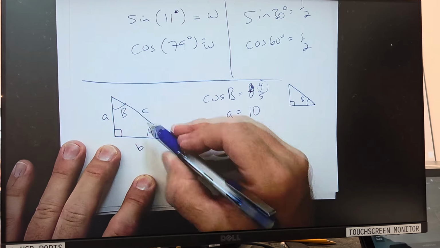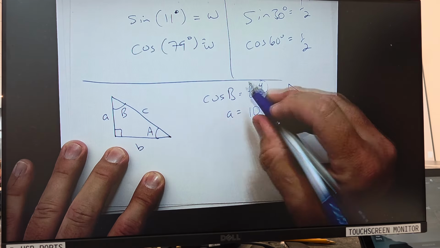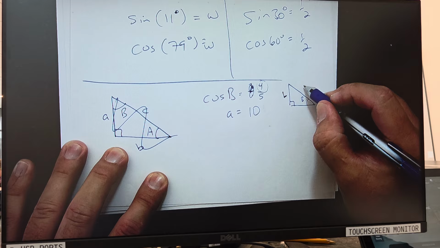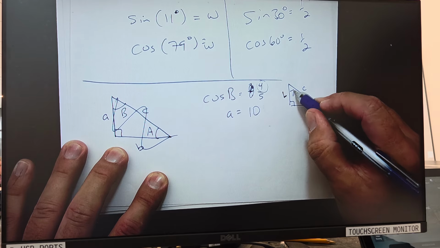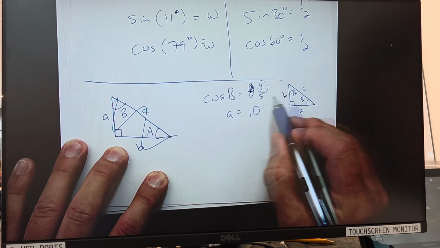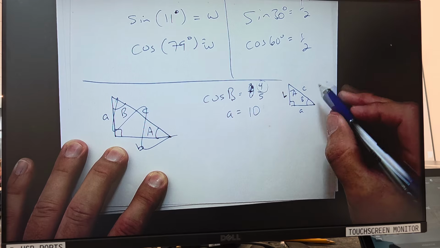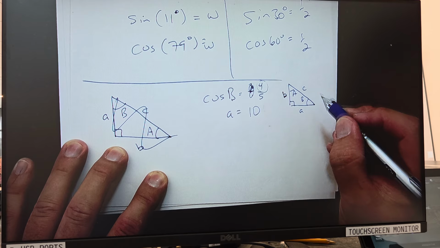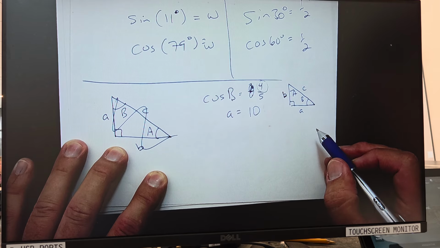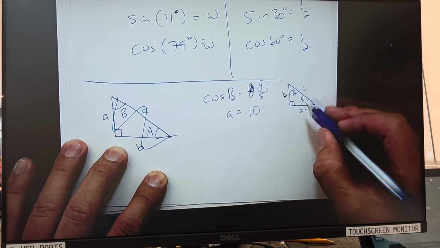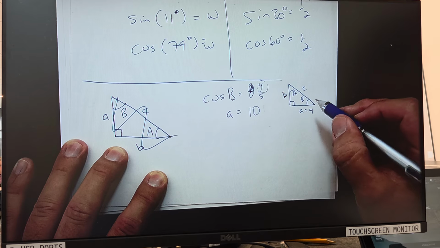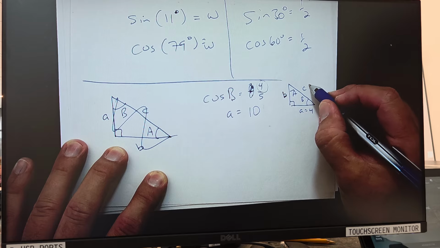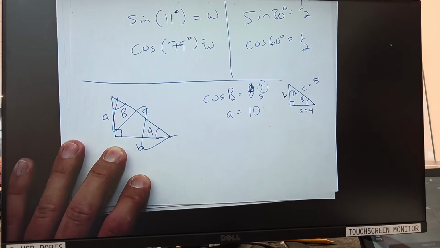I'm going to draw this differently. This is bad. I'm going to put my B in the base, because that's the angle we're talking about. So which side is 4? A. And which side is 5? C.